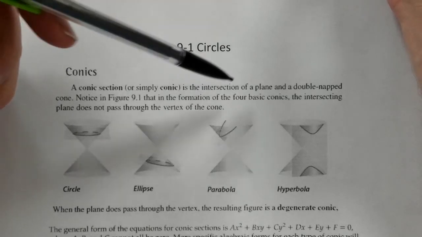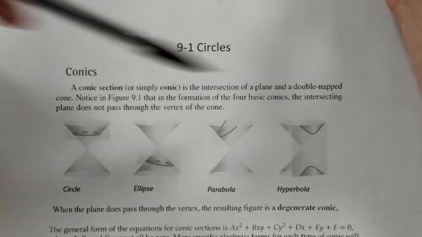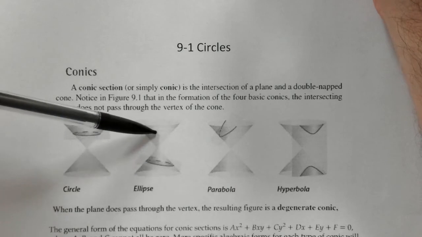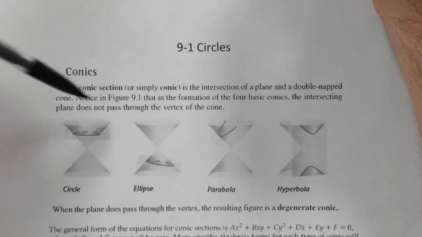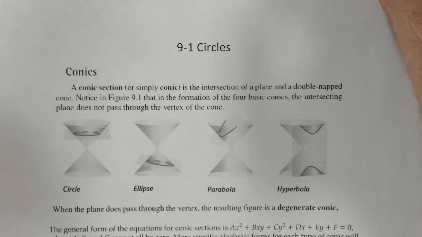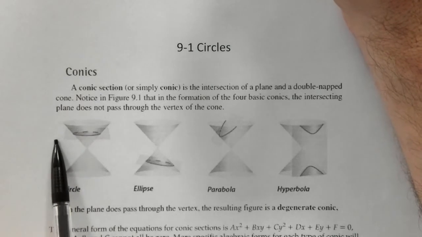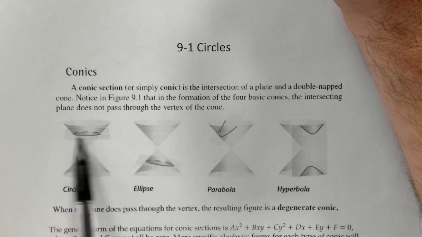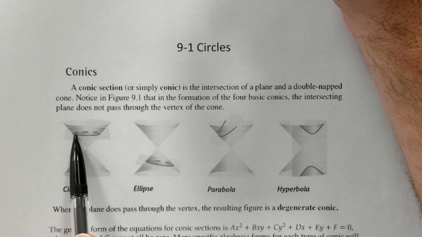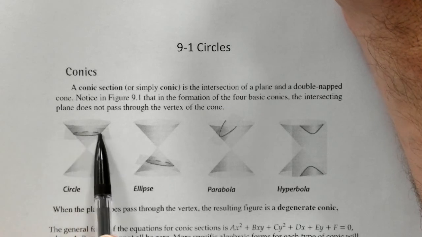It's an intersection of a plane and a double-napped cone, which is a cone where you've got two cones connected at the vertex. By taking a plane and intersecting that double cone at various angles, it produces different types of conic sections. For example, if you slice through the cone horizontally, the place where the plane touches the cone produces a circle, right?